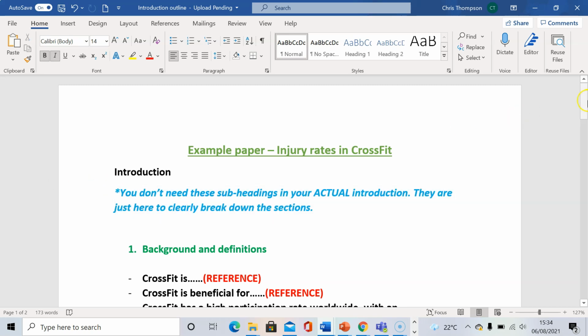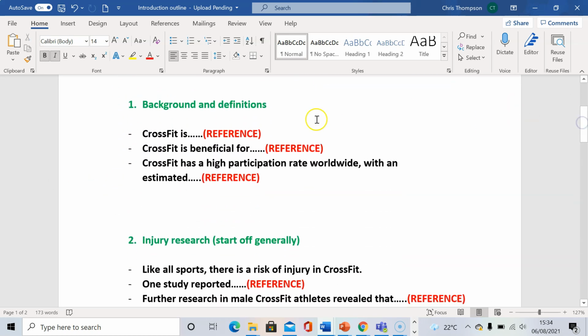Okay, so I'm going to start off with number 1, which is the background definition. So this paper is about CrossFit. I should probably say what CrossFit is. The introduction is for a layman. You have to get the layman to read it and understand what your area is. So a lot of background and definitions where appropriate.